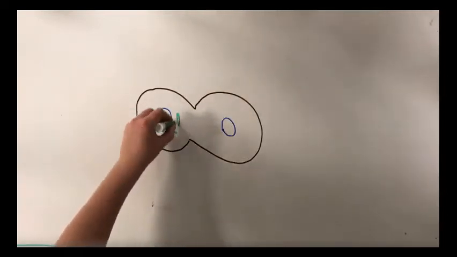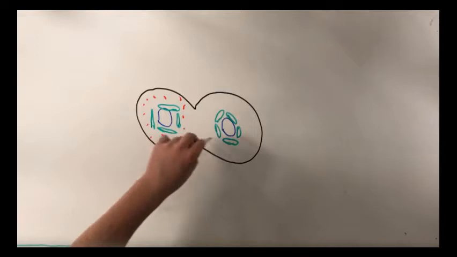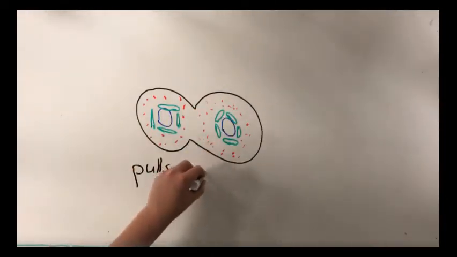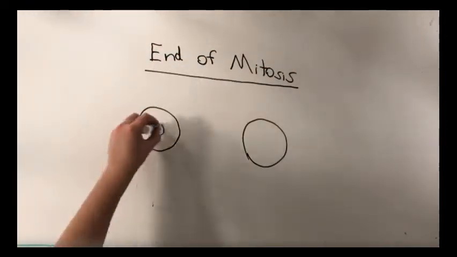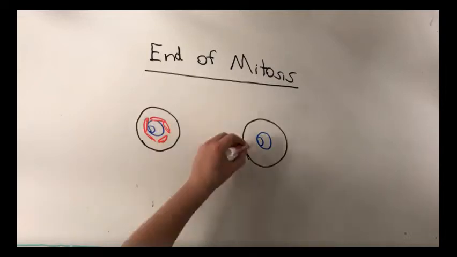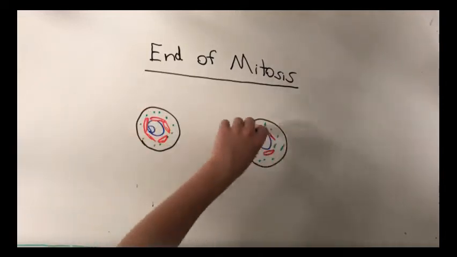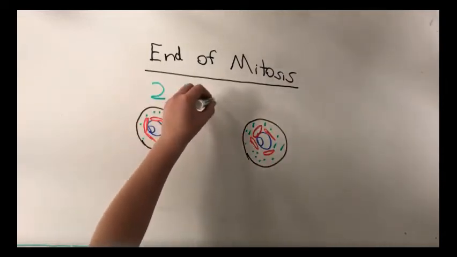In cytokinesis, the cell begins to separate into two separate cells. The final result of mitosis is the creation of two identical daughter cells. Both cells end up with a copy of the parent's DNA.